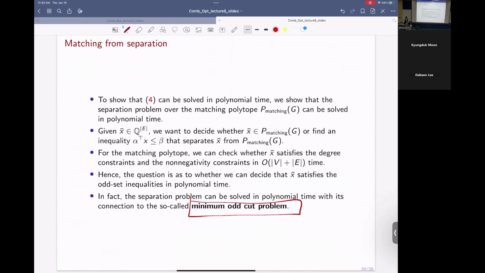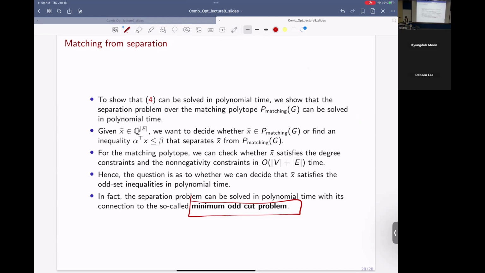You might have heard of the max flow min cut theorem, where you find the subset of edges of minimum size that gives you a cut. But here we are taking odd cardinality sets, and this is related to the minimum odd cut problem. To solve this, something called the Gomory-Hu tree is involved. I figured that might be out of scope for this lecture, so I left it here.